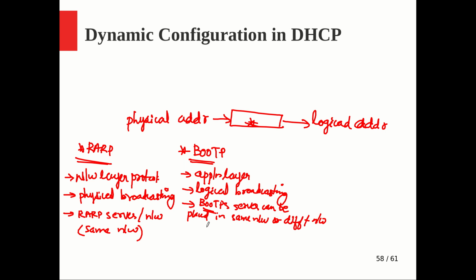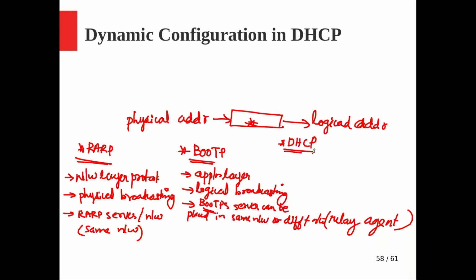If it is in a different network, we will take the help of something called a relay agent. The relay agent will take the BOOTP request message and send it as a unicast message to the actual BOOTP server located in a different network. Like that, many differences were there. Now we have the DHCP protocol, that is what we are discussing here.